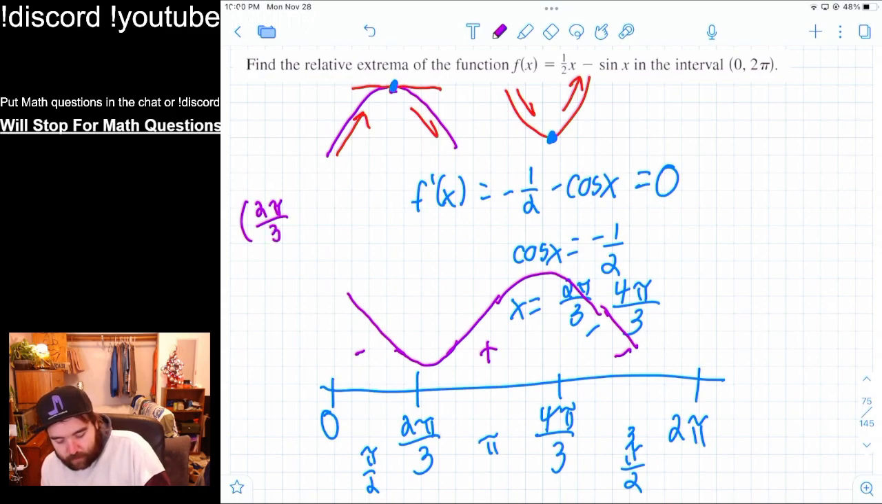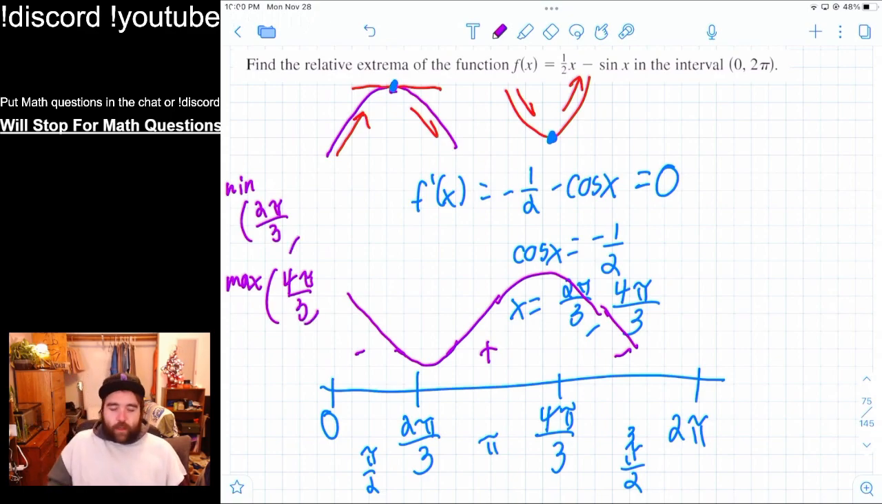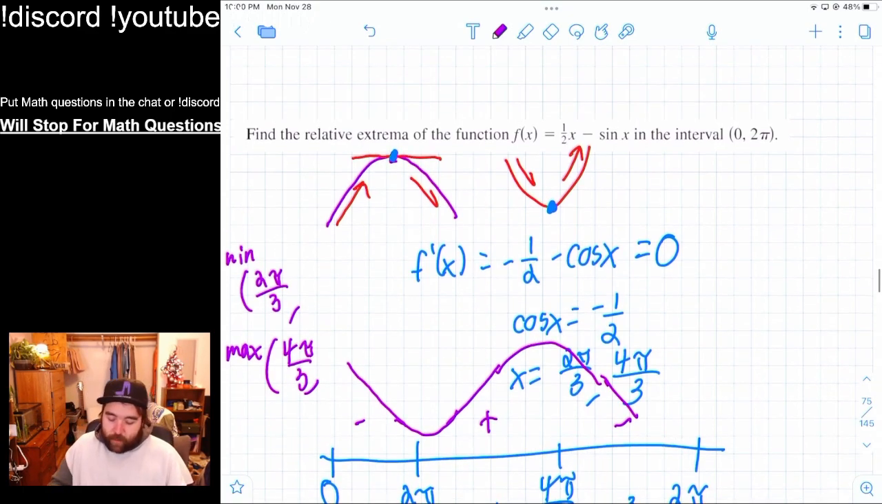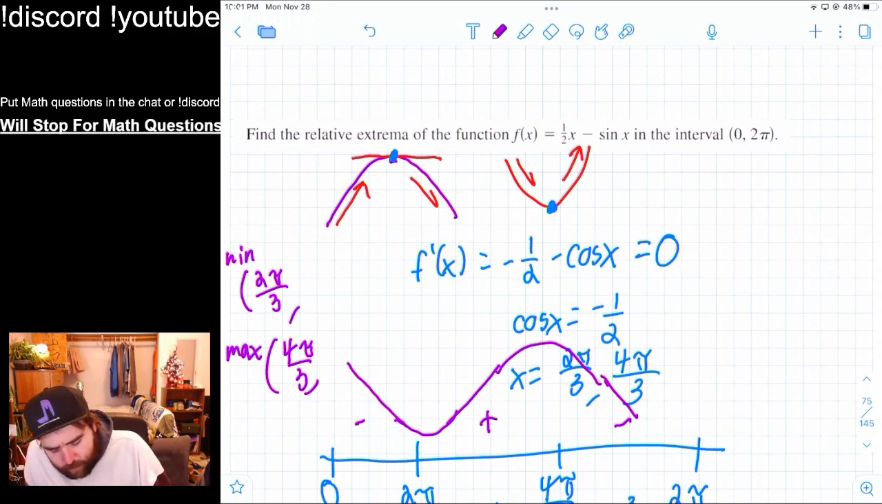And let's see, that's a min. And we have a max at 4 pi over 3. And now it's not totally clear exactly how they want the answer. They do kind of make it look like they want the point itself. So that's fine. We can find that. But then when we want the point, so realize again what we're thinking for.